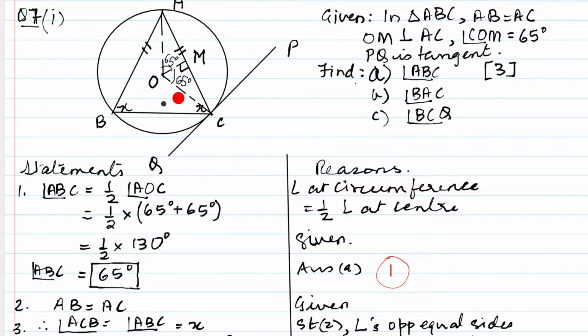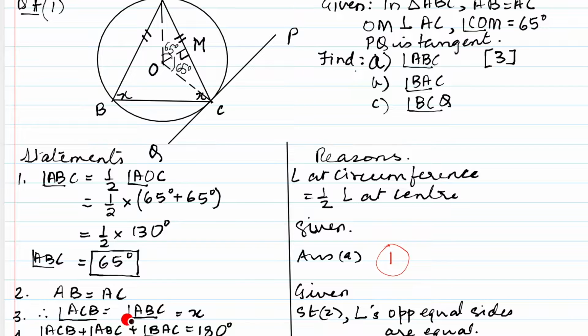Now we come to BAC. For BAC, we will use AB equal to AC, which is given. And so angles opposite equal sides. Opposite AB will be this angle. Opposite AC will be this angle. They will be equal. I'm going to call them X each. That is because angles opposite equal sides are equal.